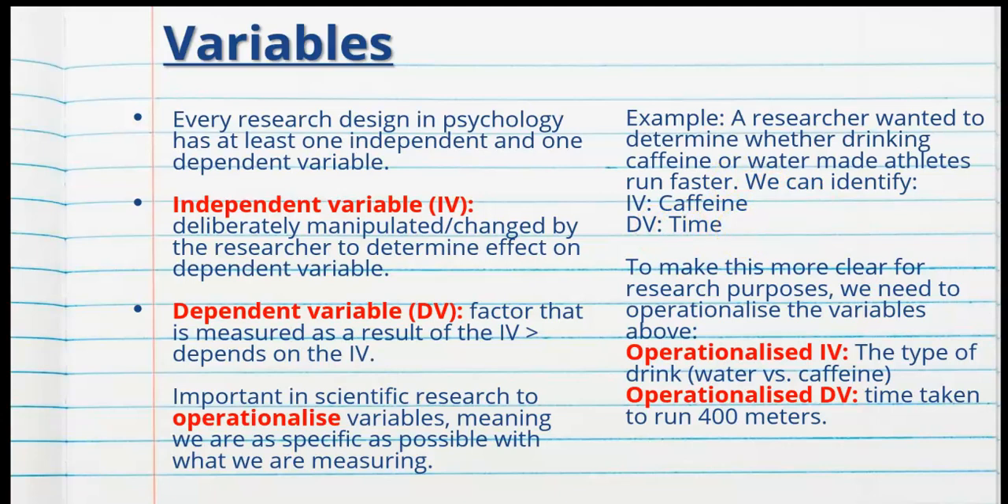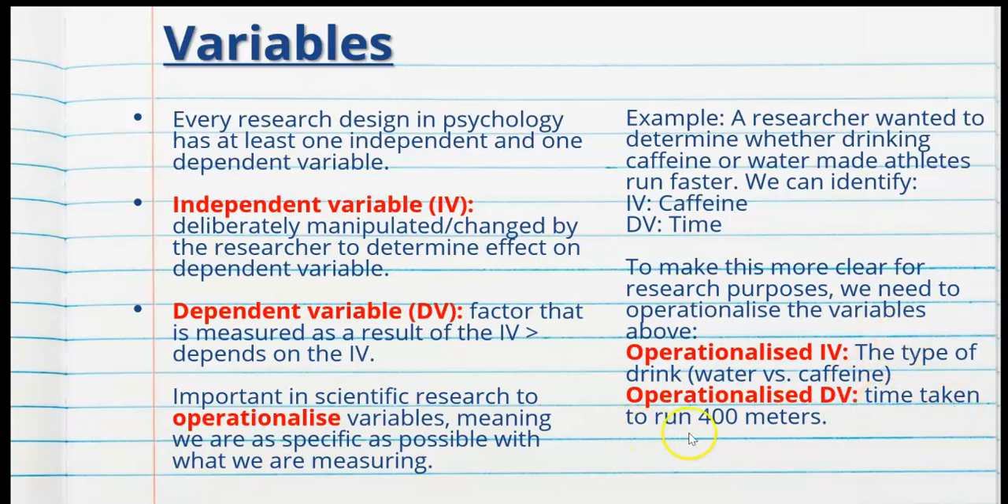But we need to make this more clear for research purposes. So we just need to take it a step further. So we operationalize our variables. Using the same example as above, we would operationalize the IV. So the type of drink, all right, water versus caffeine. So we're just being more specific, that's all. Then if we wanted to operationalize our DV, we would again take it a step further, pardon the pun, and make it so it's testable, all right? And we're being more specific.